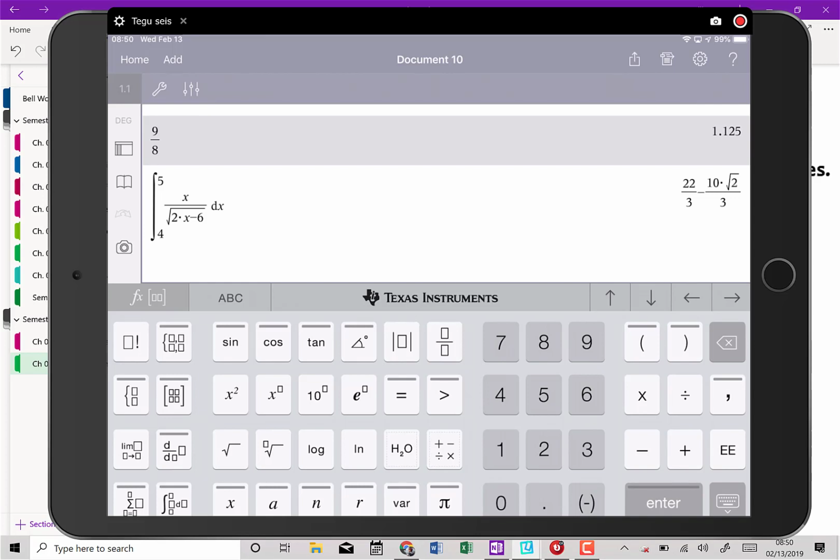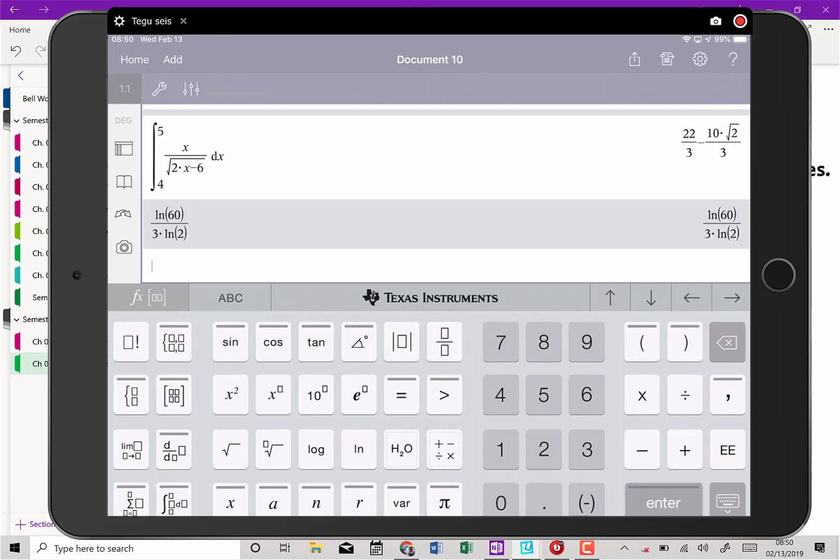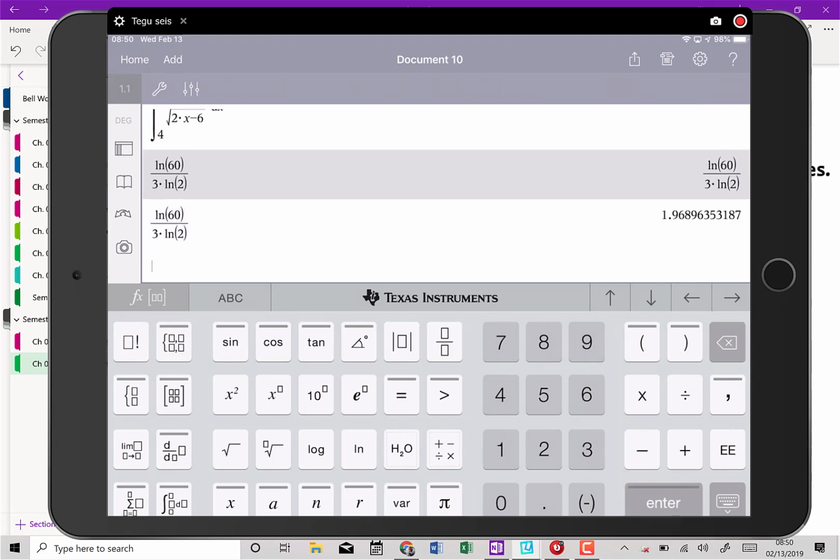3 ln of 2. Thank you. ln of 60 over 3 times ln of 2. And it gives me that because this is the fun calculator. That's the CAS version. That's actually the most simplified form. For this one, I have to Control Enter. But that's exactly what you guys should technically have.